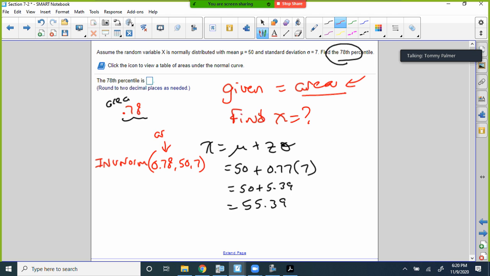So this right here is area. This happens to be mean. And then this right here is, guess what? Boy, I put that on the wrong thing. There you go. That's the standard deviation. Now, you ready? And I think it's inverse norm PDF.